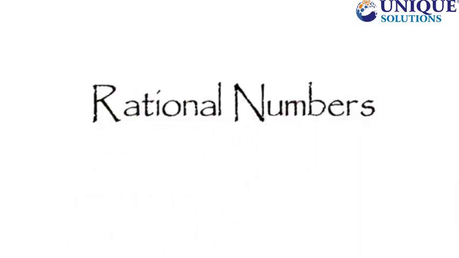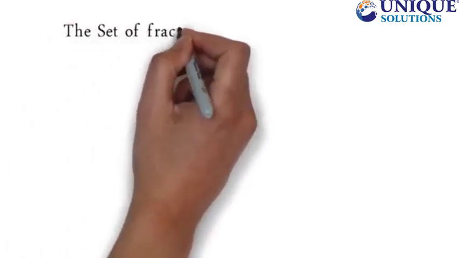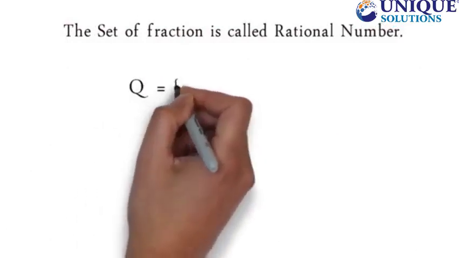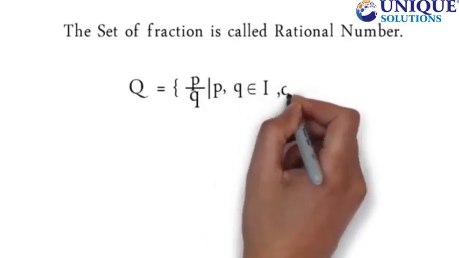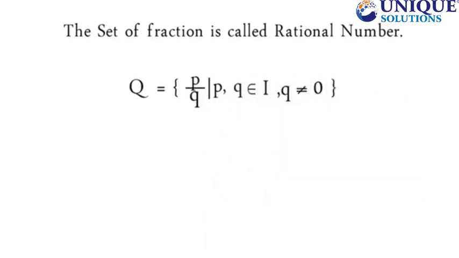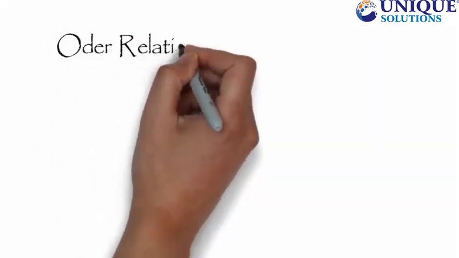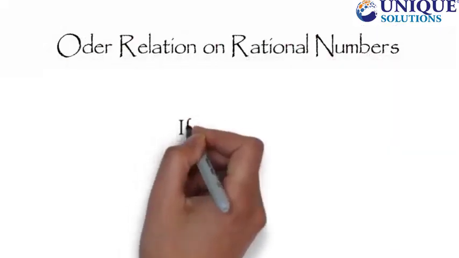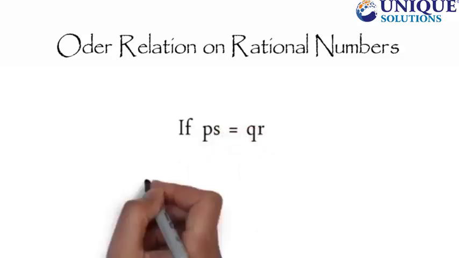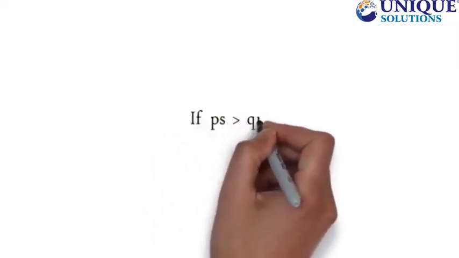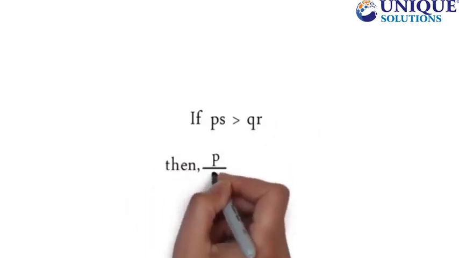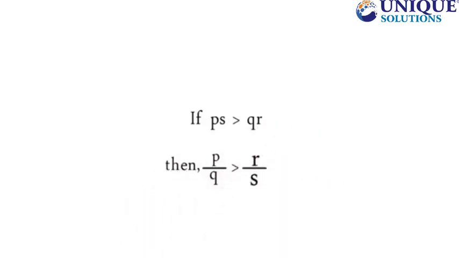Rational numbers. The set of fractions is called rational numbers. Here, Q is equal to p by q, where p and q belong to integers and q is not equal to 0. Order relation on rational numbers. If ps is equal to qr, then p by q is equal to r by s. If ps is greater than qr, then p by q is greater than r by s.